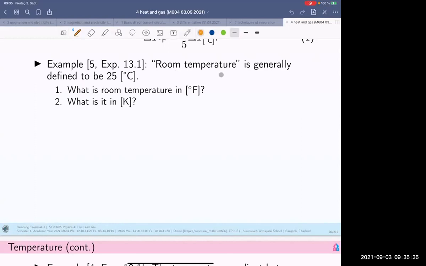Room temperature is known as 25. Some areas say 20, some areas say 25. Doesn't matter. What is the room temperature in Fahrenheit, and what is the room temperature in Kelvin?